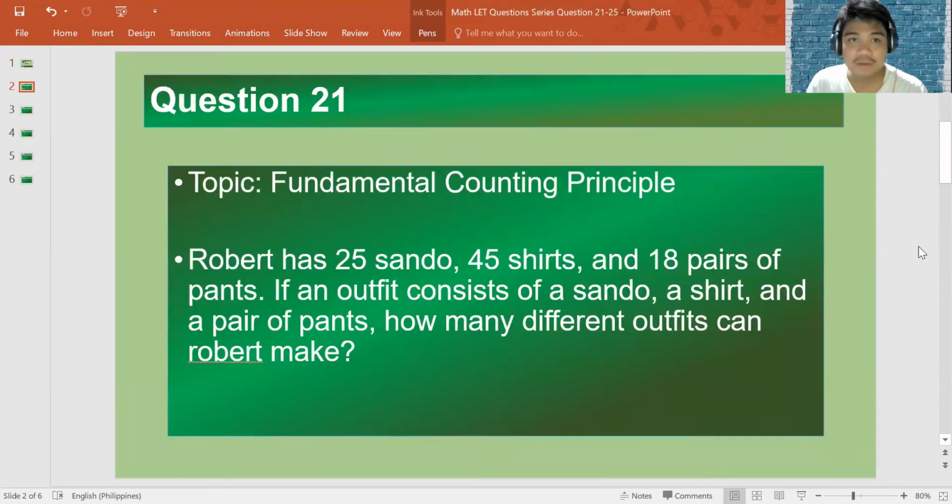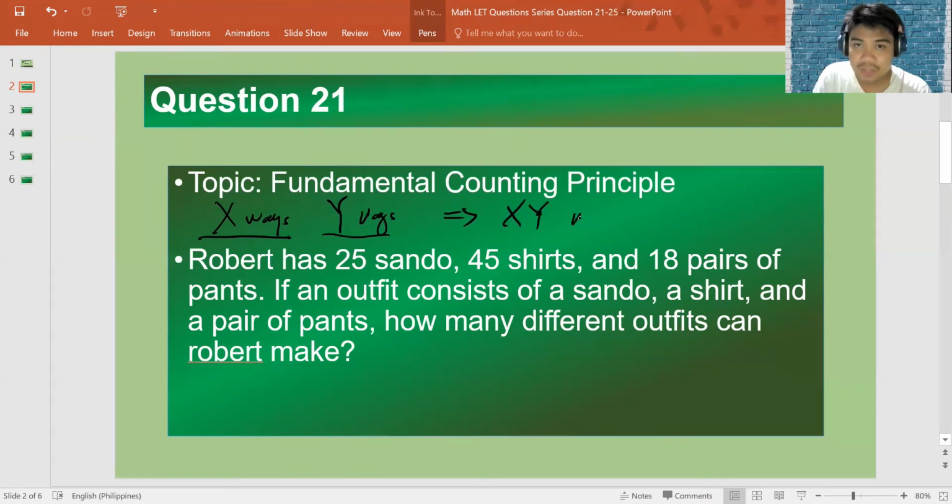So this question number 21 is all about the fundamental counting principle. In our fundamental counting principle, it states that if we have X ways of doing a task and then we have Y ways of doing the other task, it implies that there are X times Y ways of doing both tasks. This is also extendable to two or more tasks, or two or more things that we consider.